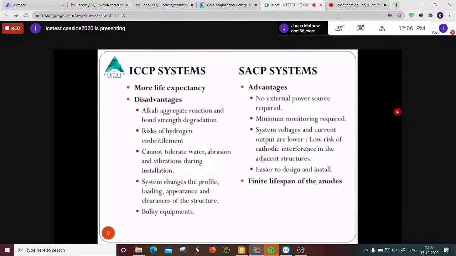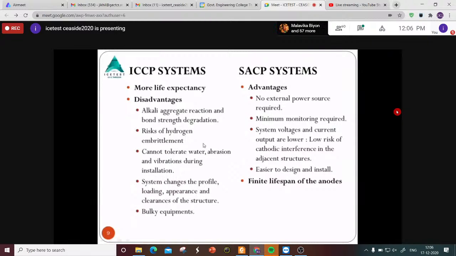Now let's see the other differences. In the ICCP system, since platinum is used, a longer life expectancy will be there, but it is more costly. And the SACP system will have a finite lifespan, but it is no problem: if the life expectancy of the sacrificial anode is finished, it will be removed, a new sacrificial anode will be installed, and it will be patched up. But there are many disadvantages associated with ICCP systems, such as alkali aggregate reaction, bond strength reduction, hydrogen embrittlement, and it cannot tolerate the vibrations during installation.